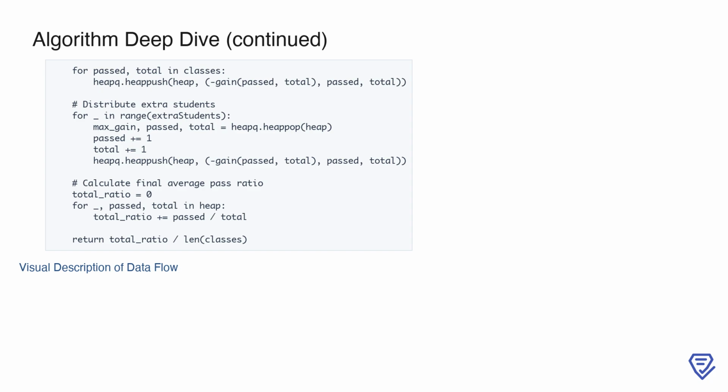After all students have been distributed, the final step is to calculate the overall average pass ratio. This involves summing the pass ratios of all classes, which are stored in the heap, and dividing by the total number of classes. Throughout the process, the use of a max heap ensures that the algorithm remains efficient, even for large inputs. The pseudocode captures the entire flow, from initialization to the computation of the final result, and highlights the key operations that drive the solution.